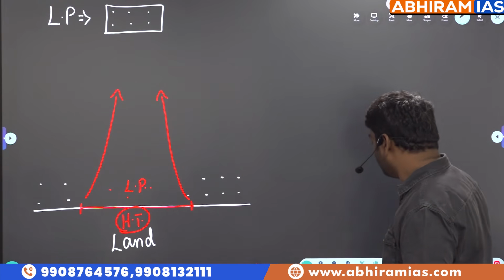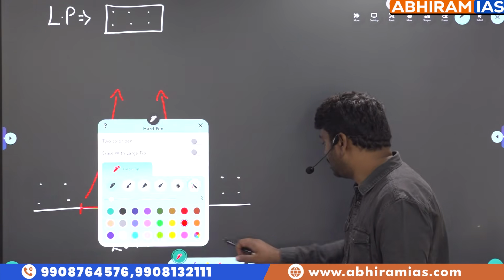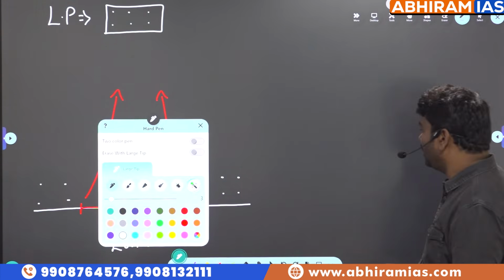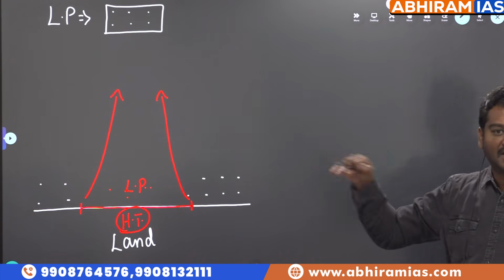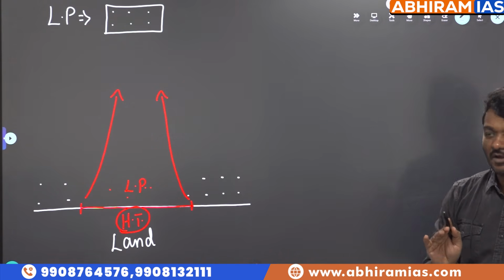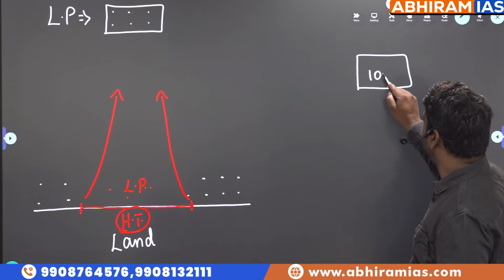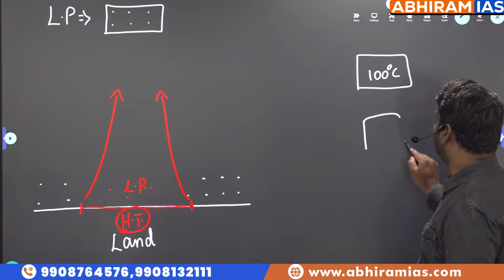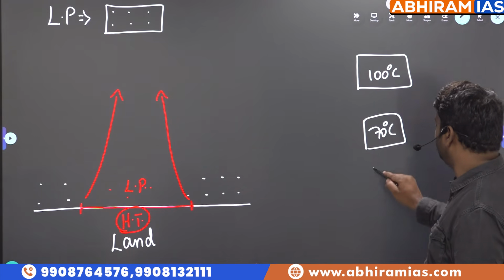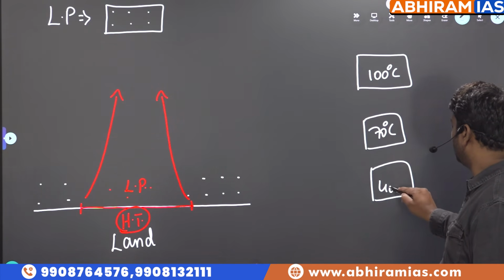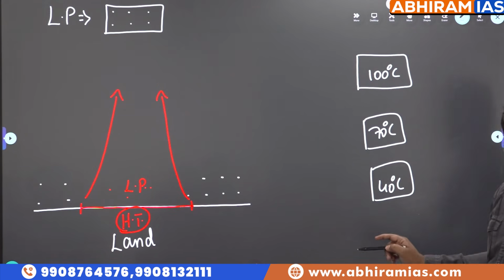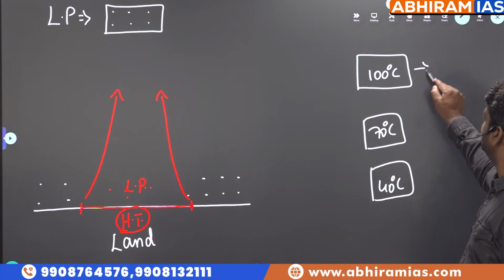Now, my question to you. Please see. Guys, if you understand this, a lot of questions will be easier. Okay. So, 100 degrees Celsius, 70 degrees Celsius, 40 degrees Celsius. I have 3 boxes. This is hot.